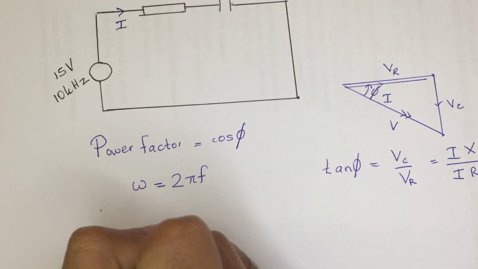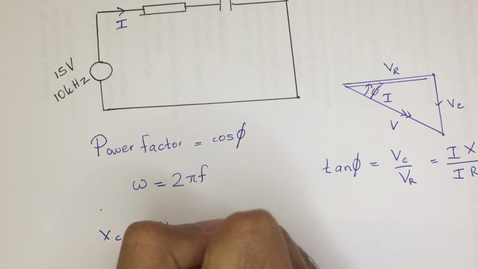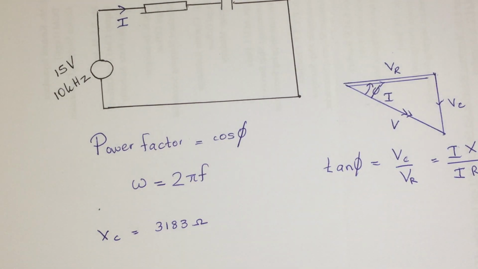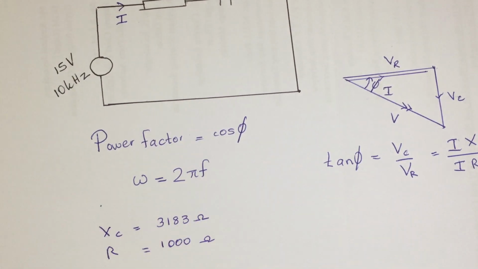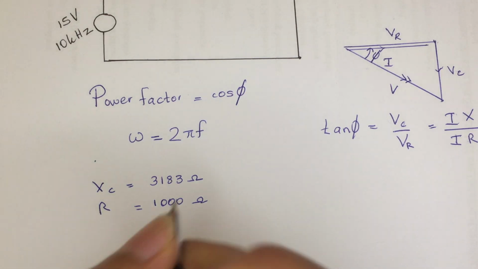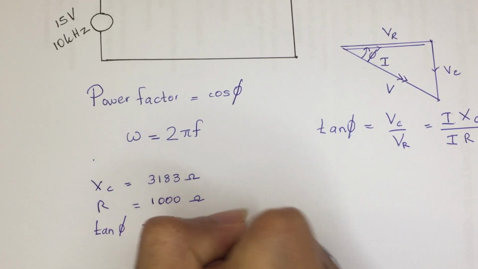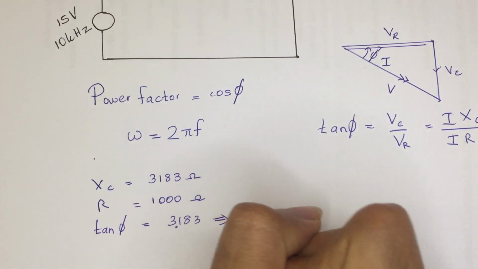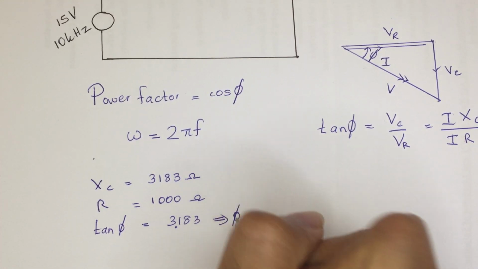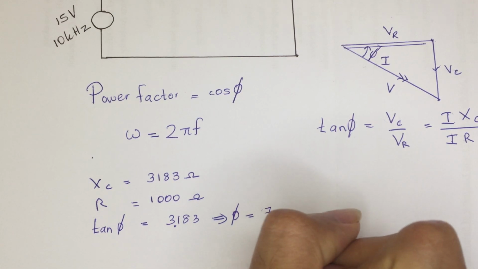The XC, the reactance of that capacitance, would be 3183 ohms. Actually, we need the value of R, which is 1 kilo ohm, which I'm going to write like 1000 ohms, so that we can directly tell the tan phi is going to be 3183 over 1000, which is 3.183. From that you can figure out the value of theta using the calculator. If you don't know how to use the engineering calculator, I have given the link in the description, so you can always watch that. Okay, the angle would be 72.56.